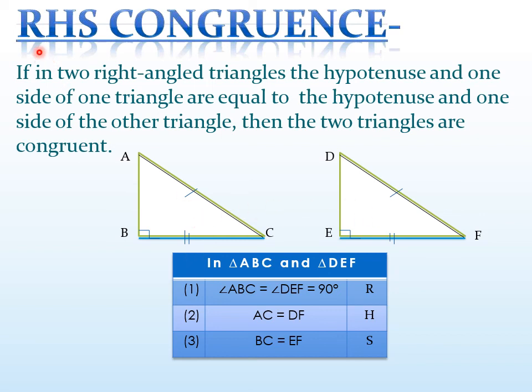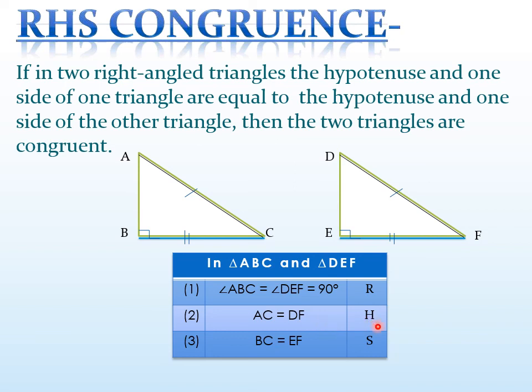When we say RHS, that means right angle, hypotenuse and side. So first we'll look out for the right angle. Here we can see right angles B and E are both 90 degrees. Fine. Then the hypotenuse should be equal. Opposite to the 90 degree is the hypotenuse for every right angle triangle. So opposite to angle B we have AC and opposite to E right here we have DF. So AC and DF have to be equal. Here we can see by the given condition AC and DF are equal.